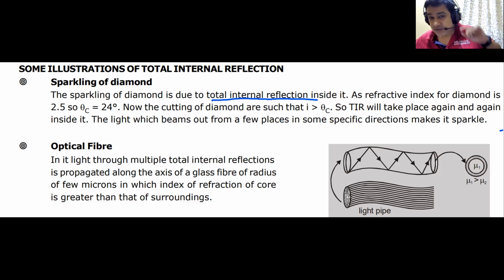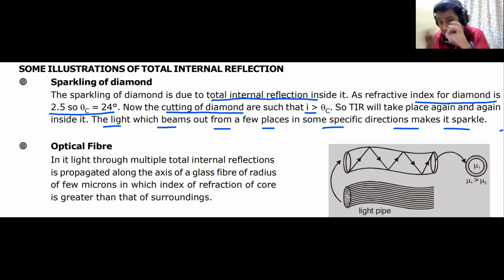Yes, sir. The point that makes it costly is not that it is rare; it's because the refractive index of diamond is 2.5 and the critical angle is 24 degrees, so we can make total internal reflection happen inside it if we cut the diamond properly. That's what makes it valuable, not the rarity; it is available in abundance in kilos. If the angle of incidence is more than the critical angle, total internal reflection happens again and again. The light which beams out from a few places where it comes out makes it sparkle, shining.